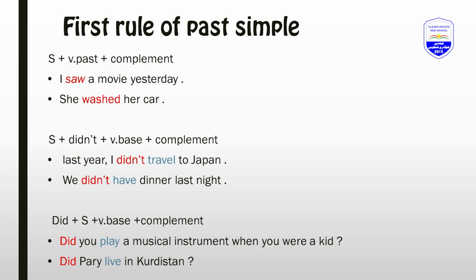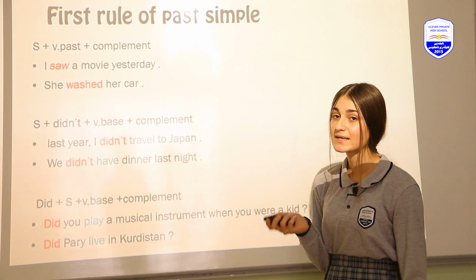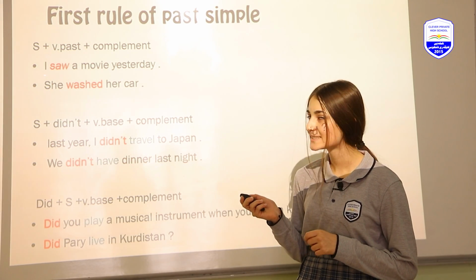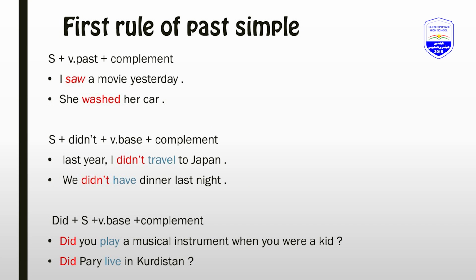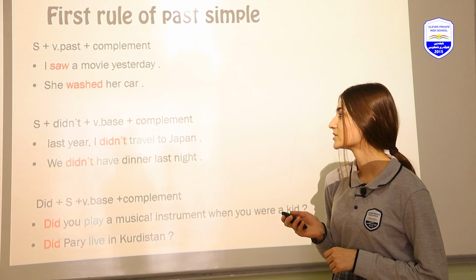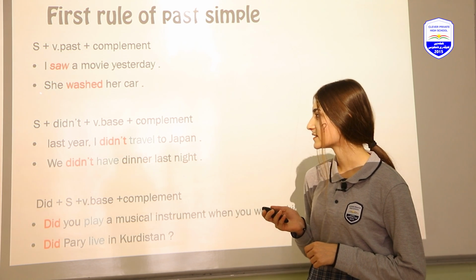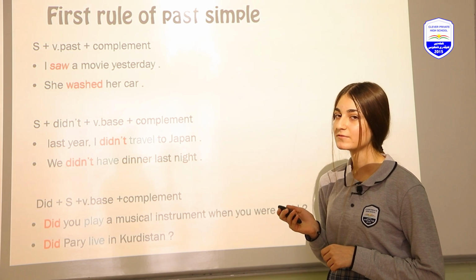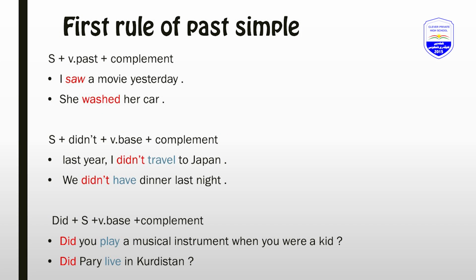First rule of past simple, we have subject plus verb past plus complement. For example, I saw a movie yesterday. I is the subject here, saw is the verb past. The present of saw is see, and when we change it to past, it changes to saw. A movie yesterday is the complement. Second example, she washed her car. She is the subject, washed is the verb past, her car is the complement.